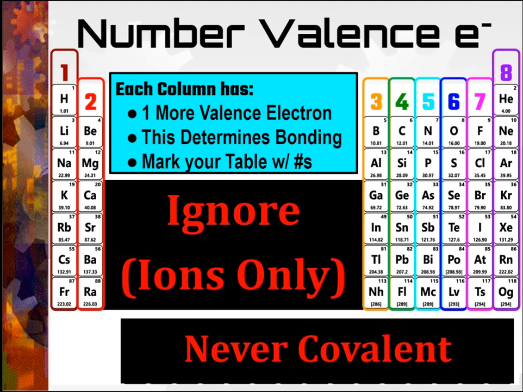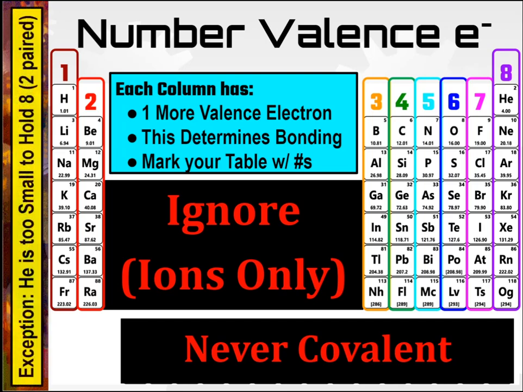Of course, there's an exception to this, because there's always an exception, and that is helium. Helium only holds 2 dots, and they start out pre-paired. So helium's the weird one, but everything else works in a very similar, predictable fashion. So at some point, you're going to need to mark your table with 1 through 8, and then you probably want to mark helium as being special, where it has 2 that are already bonded.